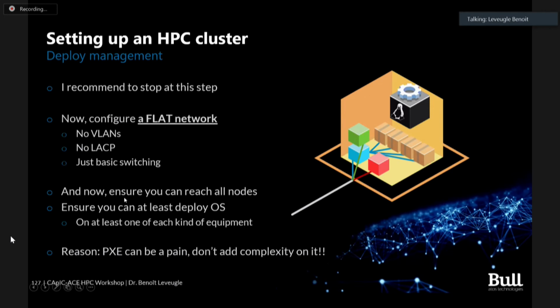You will see that deploying the operating system is a tricky part. It's not always easy. It can fail easily. So you don't want the network to be a problem in that part. You want to check first if everything is okay, if your hardware is okay, if you can deploy everything. Then you will come back to the network. Then you will come back to add more services on your management node. Okay? So my recommendation is to stop here. You have enough to deploy nodes. Ensure you can deploy everything first. Okay?